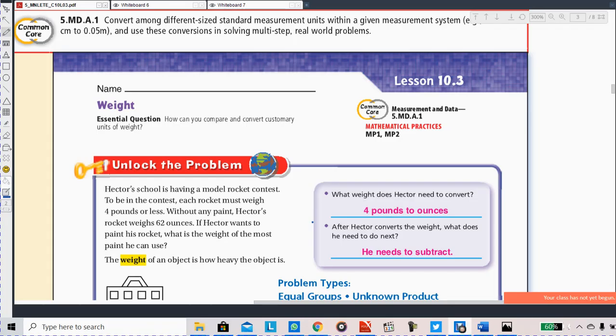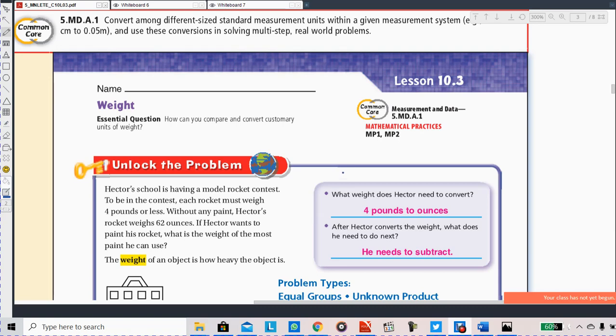Hello everyone. Today's lesson is about weight. We talked before about length units and capacity units. Today we are going to talk about weight units. And our general rule, as we studied before, is from big to small, multiply, and from small to big, divide. Okay, let's start our lesson.